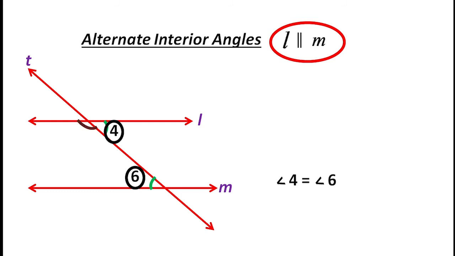Another pair, angle 3 and angle 5. They are lying in between the parallel lines, and one is on the left side of the transversal, another is on the right side of the transversal.